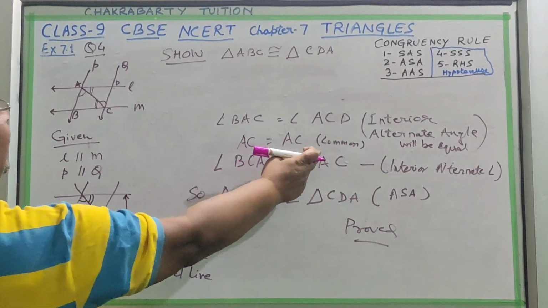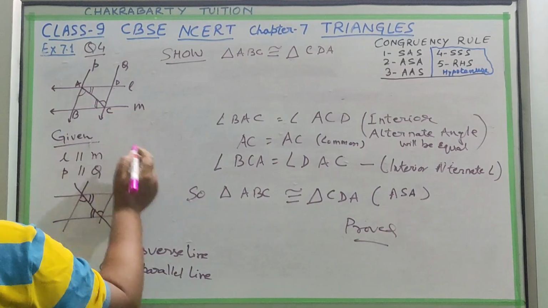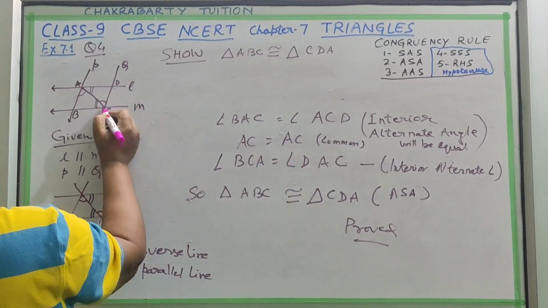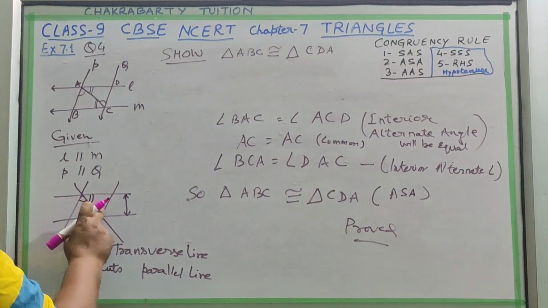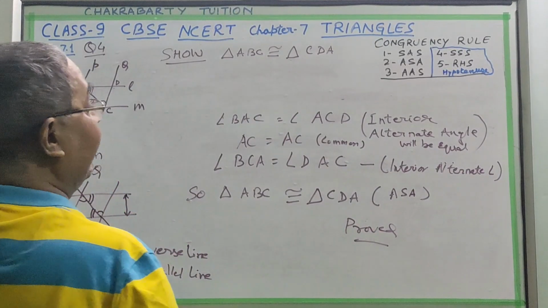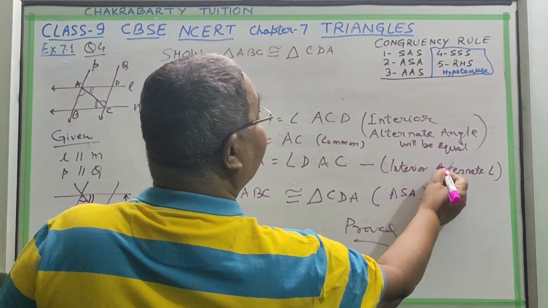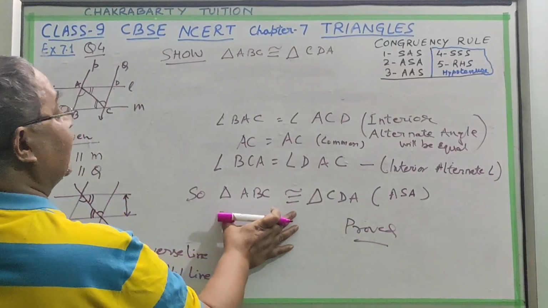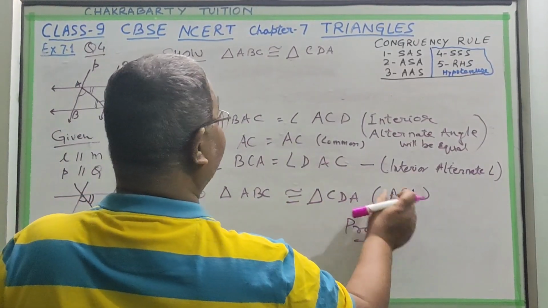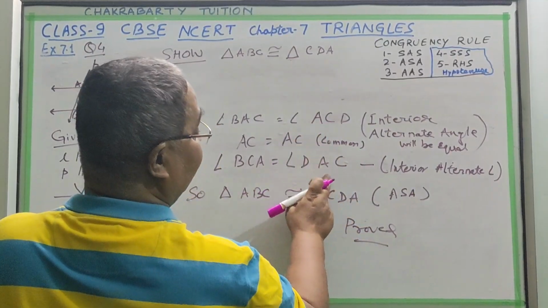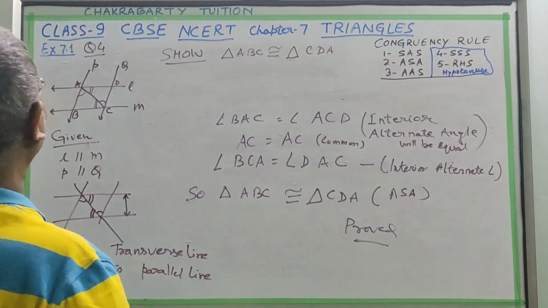AC line is your common line, and BCA means whatever I have made by two lines, and DAC is also an interior angle, because this is also interior of a parallel line. Okay, so alternate angles are always equal. So both the triangles will be congruent on the basis of angle, side, angle. You always have to write this criteria, and this is what they wanted you to prove. So this question 4 is over.